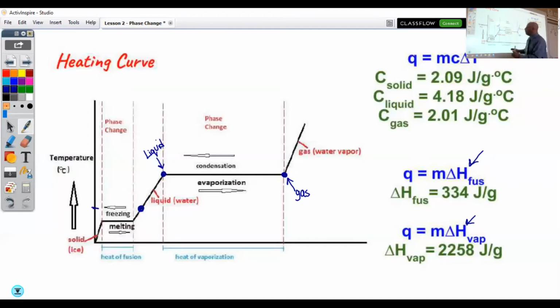Notice how much larger this amount of energy is compared to this one. That means it requires a lot more energy to take the same amount of water and convert it to a gas from a liquid than it does to convert it from a solid into a liquid. So let's take a look.